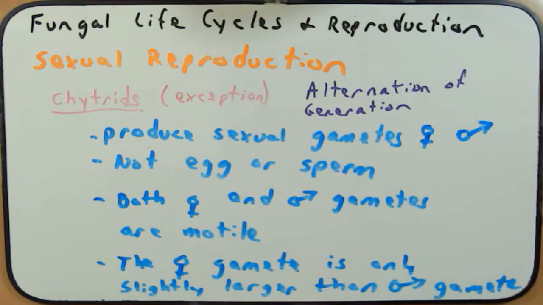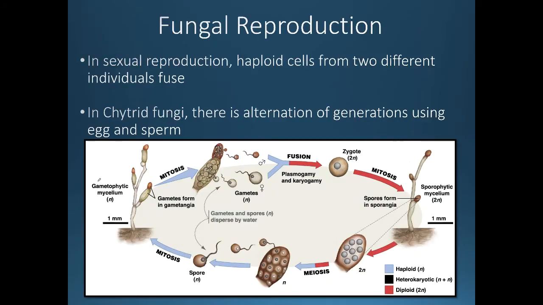I'd like to show you a figure showing Catrids' sexual reproduction. So in this figure you can see the alternation of generation going from the gametophytic mycelium to the sporophytic mycelia. We see a similar trend that we've seen before where we have 1N for the gametic mycelium and 2N for the sporophytic mycelium. The gametes are produced from the gametophytic mycelium. The male and the female gametes will fuse, and again, remember I said they're both motile, so that's why you see the flagellum on it.